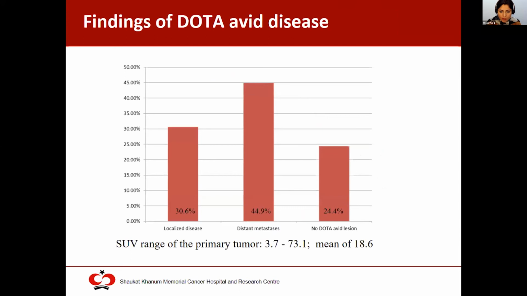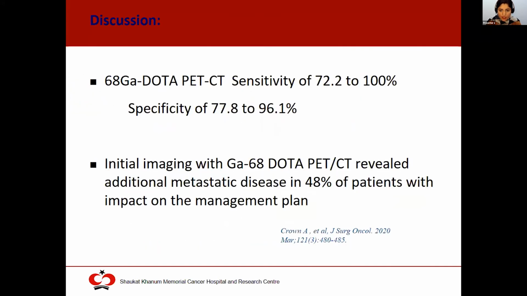DOTA added additional information and helped in diagnosing distant metastasis in 44.9% of patients, localized disease in 30.6%, and no DOTA avid lesion was diagnosed in 24.4% of patients as a result of post-surgery. SUV range of primary tumor was 3.7 to 73.1 with a mean of 18.6. Sensitivity of gallium-68 DOTA is 72.2 to 100% with specificity of 77.8 to 96.1%. Crown A et al. added that initial imaging with gallium-68 DOTA PET-CT revealed additional metastatic disease in 48% of patients, which has a great impact on the management plan.